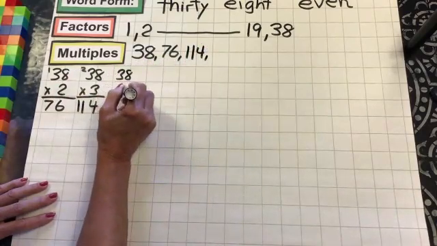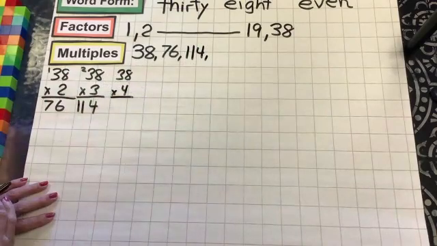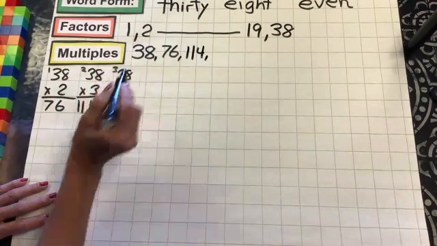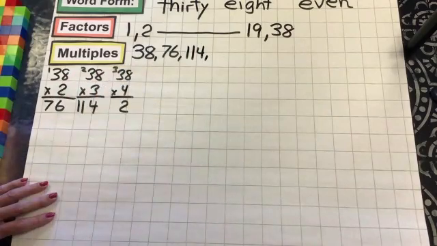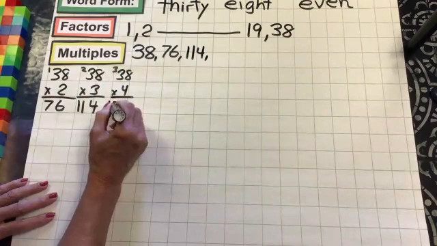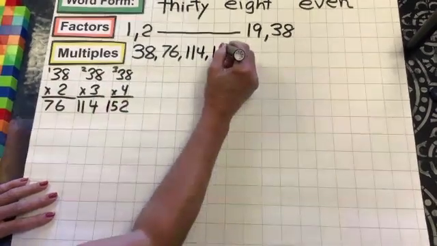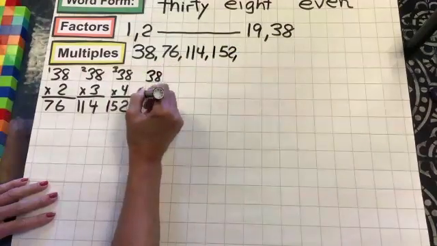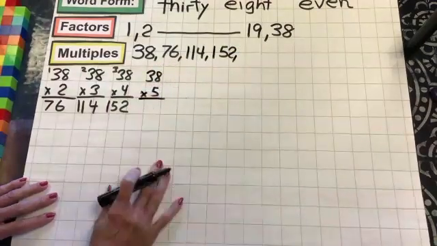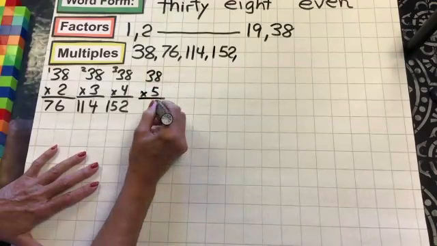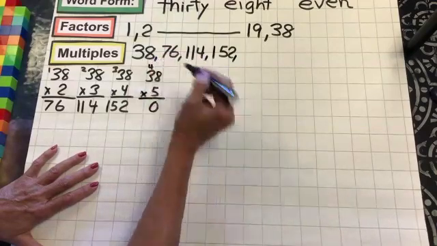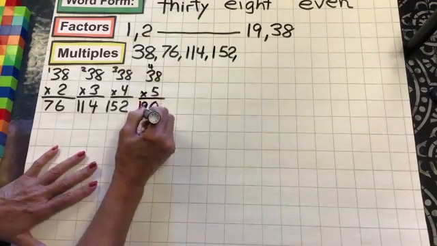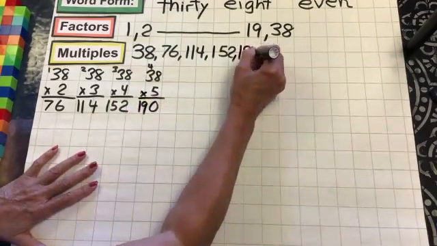38 times 4. 4 times 8 is 32. Drop the 2, carry the 3. 4 times 3 is 12 plus 3 is 15. 152. 38 times 5. 5 times 8 is 40. Drop the 0, carry the 4. 5 times 3 is 15 plus 4 is 19, so 190.